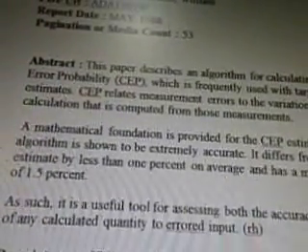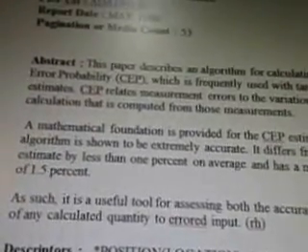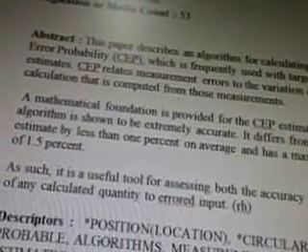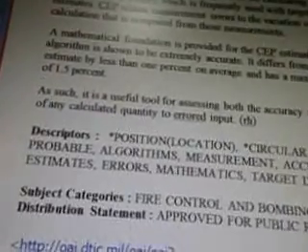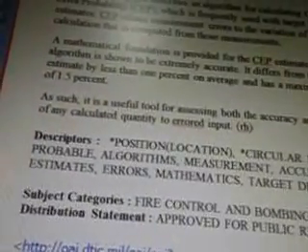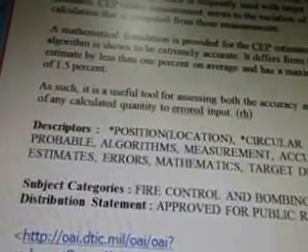So the CEP, which is frequently used with target location estimates, CEP relates measurement errors to the variation of a calculation that is computed from those measurements. Mathematical foundation is provided for the CEP estimate, and the algorithm is shown to be extremely accurate. So obviously they want you to use this algorithm for whatever it is you're going to make.